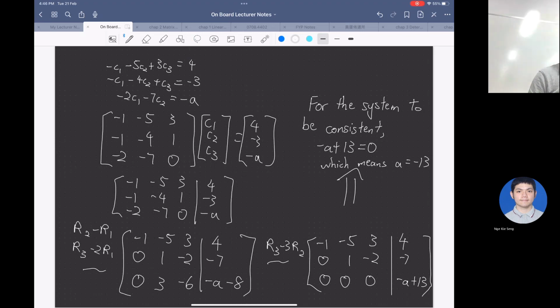Anyone got A yet? -1? Anyone? -3. Any other answer or not? 7. A equals 7. 5. Okay, 5 got 2 votes. Any others? Any other got any success finding A? Okay, I don't know why I got -13.